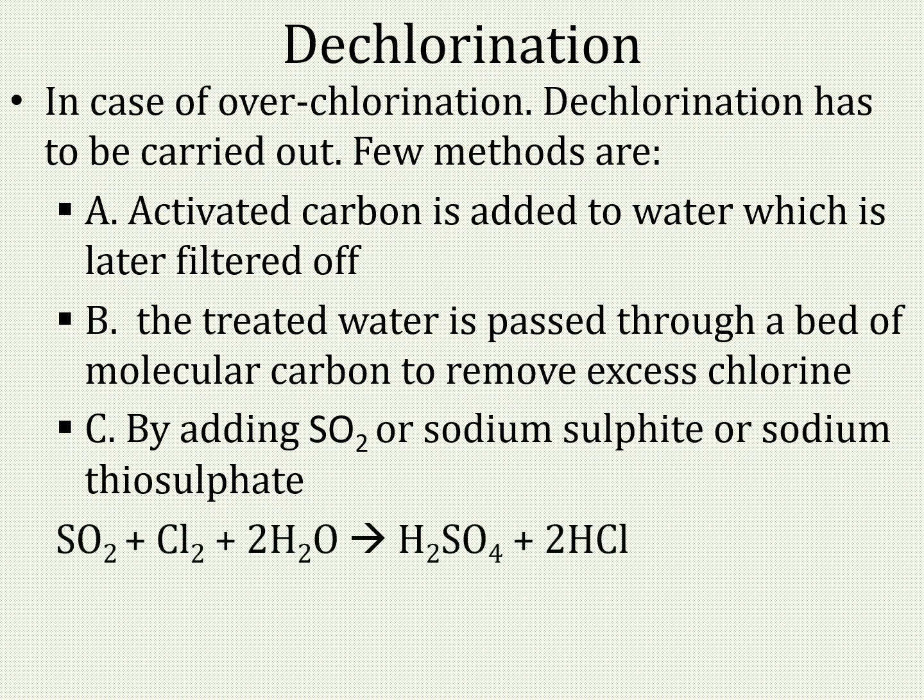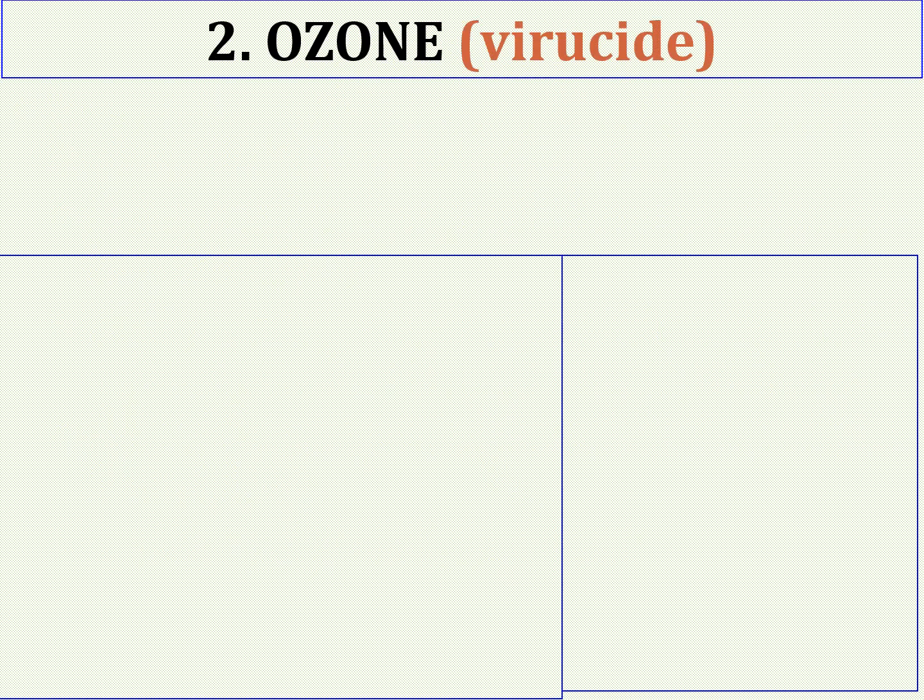You can see one reaction here. Sulfur dioxide when added to chlorine present in the water will react forming sulfuric acid and HCl in small quantities. So that's it. We know that chlorination is not the only disinfection process. We can also use ozone as a disinfectant.